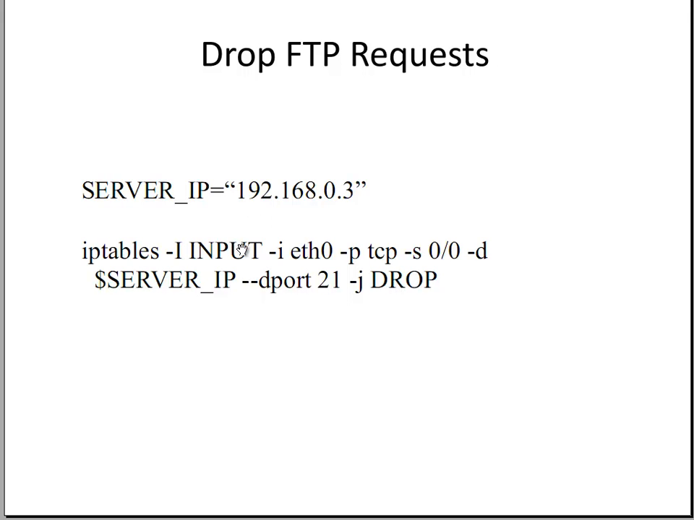So what this says is any incoming packet that's coming into our eth0 network interface card, that's a TCP packet that's coming from anywhere, and the destination address is this address on port 21, we want to drop it.